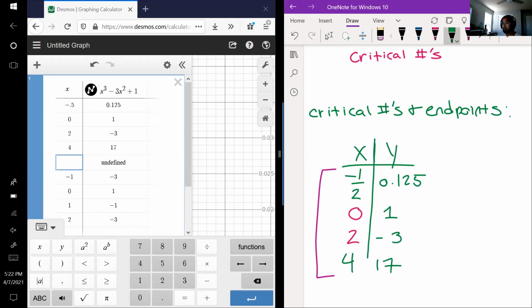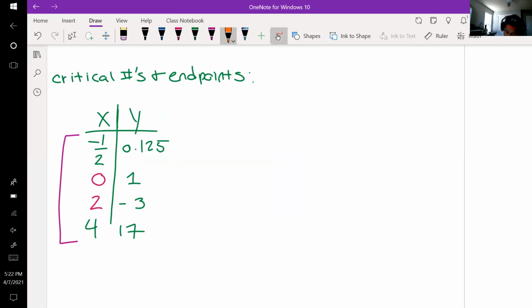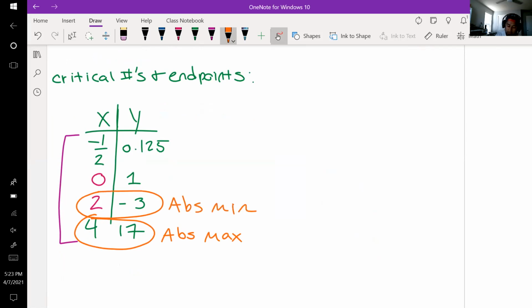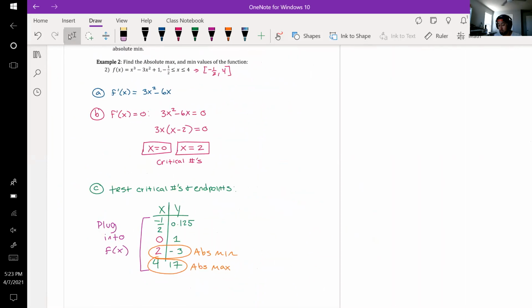And all we're doing here is finding the absolute max and absolute minimum. So which y value is the largest? The 17. So this would be considered the absolute max. And which y value is the smallest? Negative 3. So this would be considered an absolute minimum. And that's all you do. Based on our values, we have an absolute min at one of our critical points, and we have an absolute max at an endpoint. Any questions on that process? Everybody's good? All right.